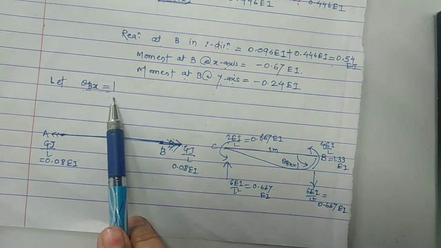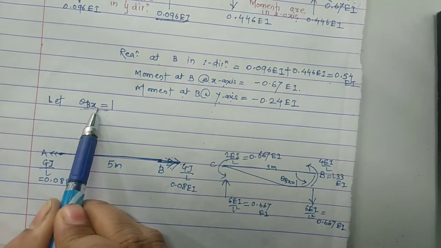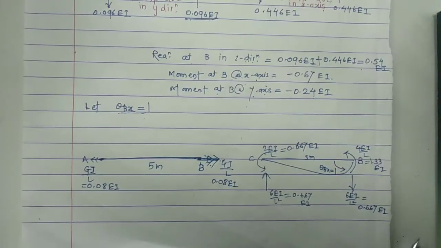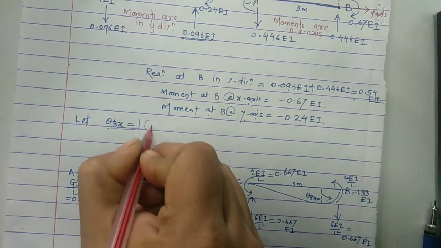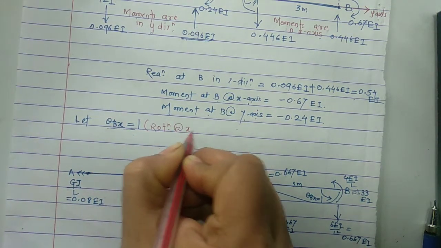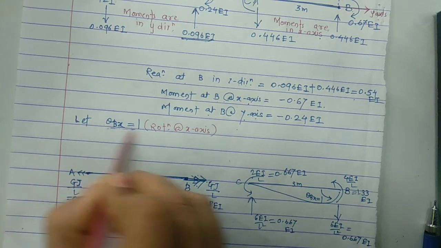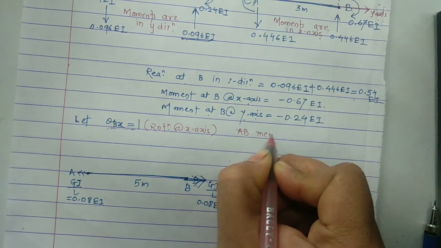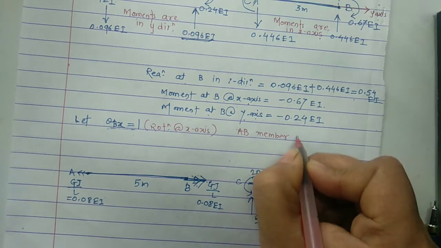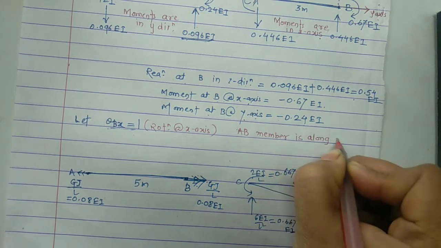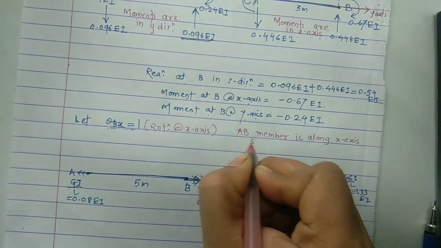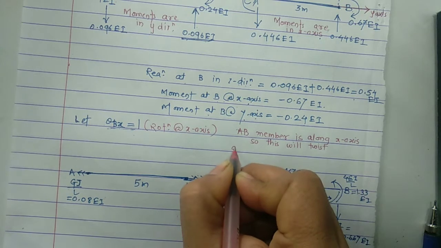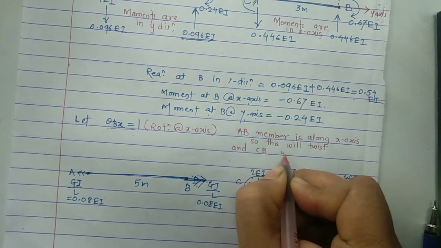When theta bx equal to 1, we are giving the rotation about x axis, so the member which is in x direction, I'll write here for simplicity, this is rotation applied about x axis, theta bx, that is rotation about x axis. So AB member is along x axis, so this will twist, and another member, that is CB, will bend.